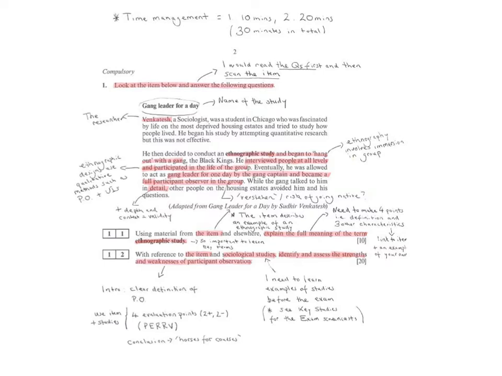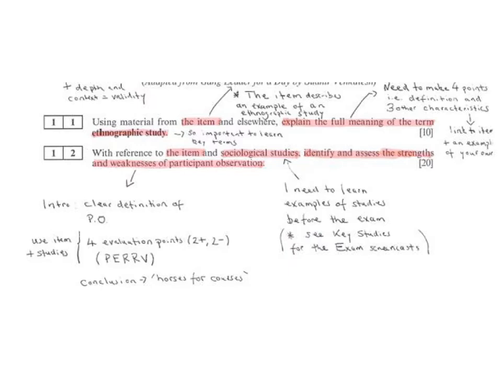And the first instruction says that I've got to look at the item below, so the item below is this bit of text, and then answer the following questions, answer the 2 questions. But I wouldn't read the item first of all. I would read the questions first, and then I would scan the item for information that is going to help me with those questions.